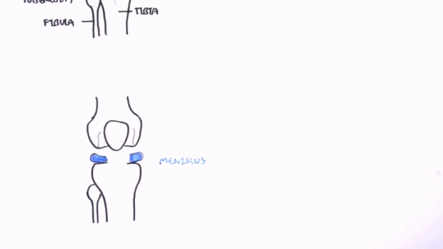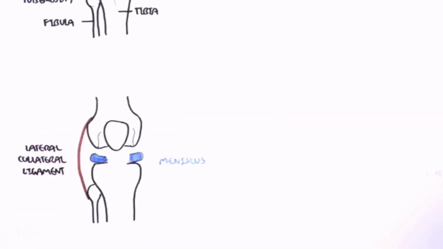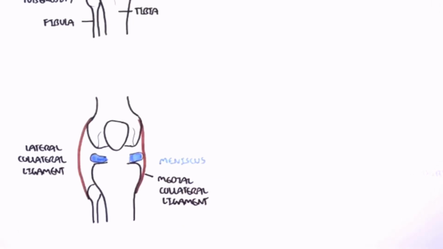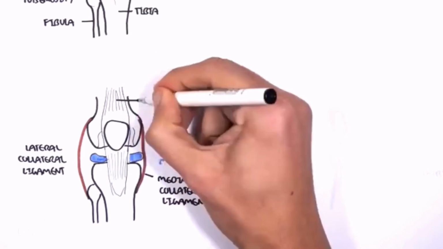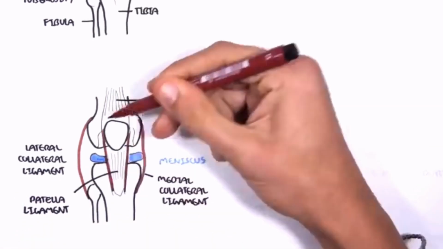The knee joint is further stabilized by many ligaments: the lateral collateral ligament here and the medial collateral ligament here. Here is the quadriceps tendon, which essentially attaches and overlies the patella bone and then forms the patella ligament.